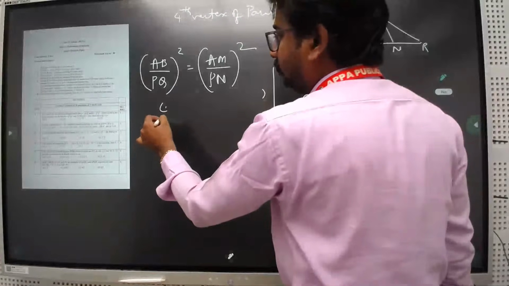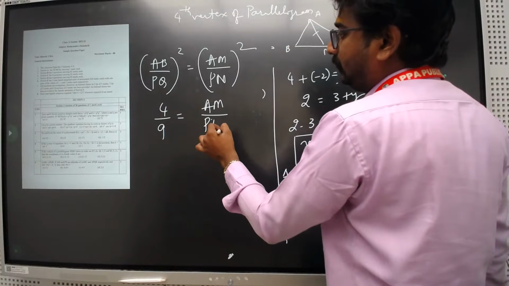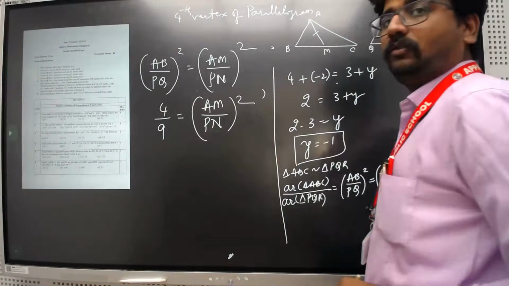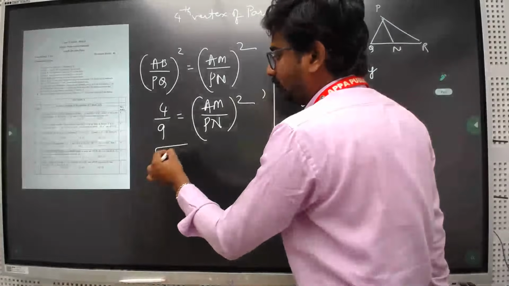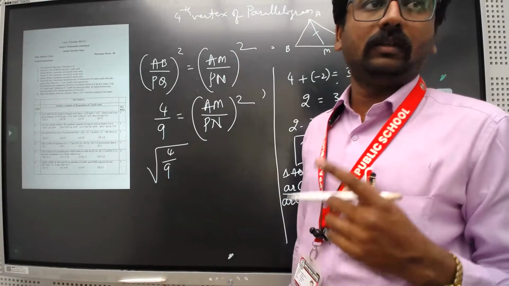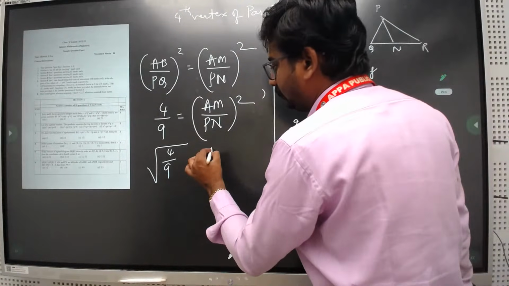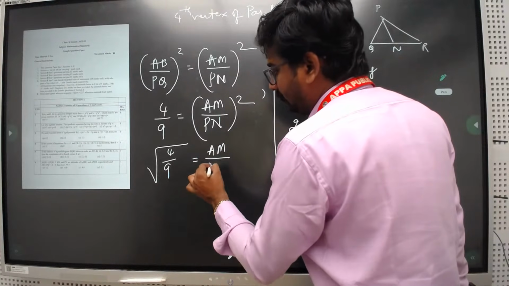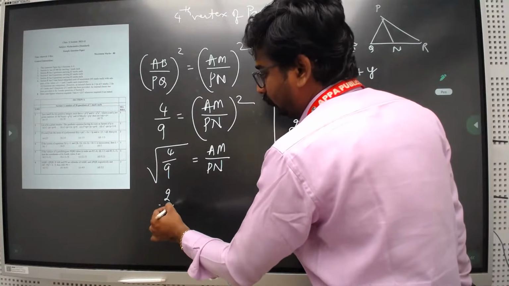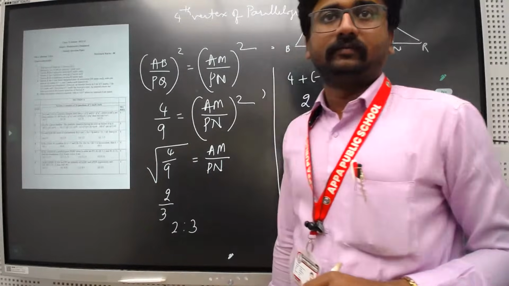This ratio answer is 4 by 9 is equal to AM by PN whole square. Now how to get AM by PN? You will take square root of this. If x square is 4, what is x value? Plus or minus 2. Sides cannot be negative. So this is equal to AM by PN. So your final answer is 2 by 3 and the ratio is option number D.